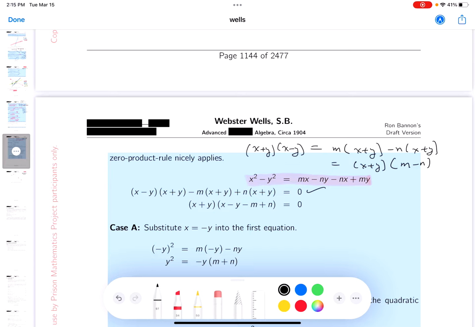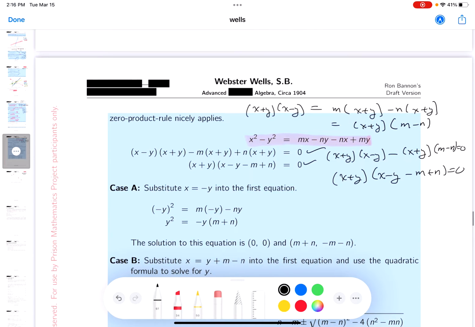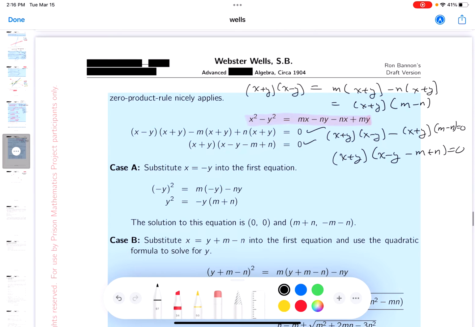And then I guess I should write that down for you because I know some steps are missing here. Factor out x plus y. And we left off with x minus y minus m plus n equals 0. That's how they got that over there. All right? So my question is, what do you do about that? It can be tough. There's no doubt about it.